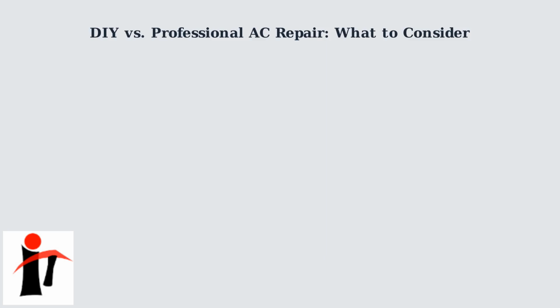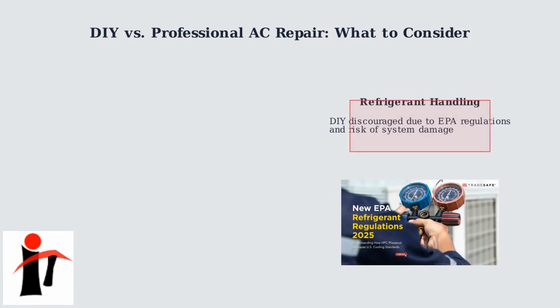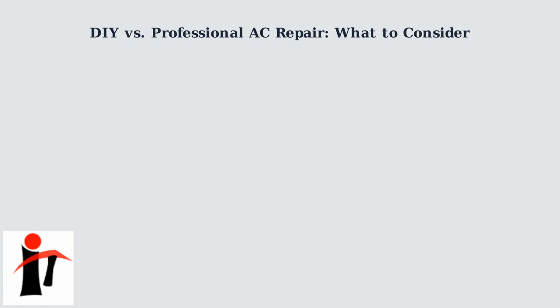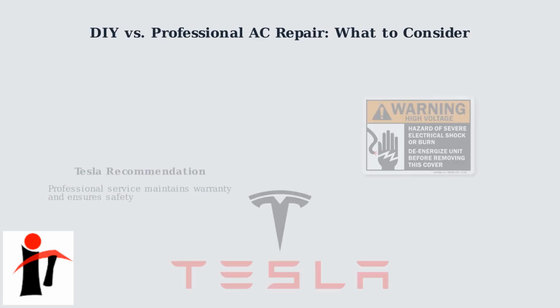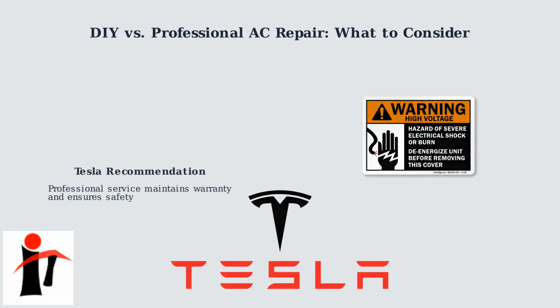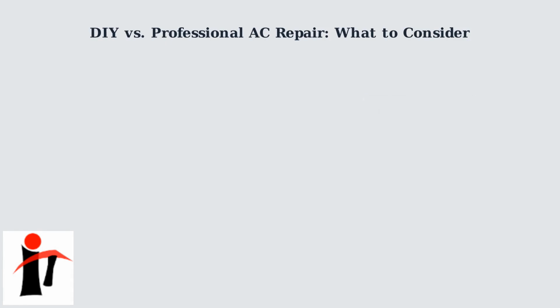When it comes to AC repairs on your Tesla Model S, some basic maintenance can be handled DIY, but most repairs require professional expertise. However, handling refrigerant is strongly discouraged for DIY due to EPA regulations and the potential for system damage. Tesla recommends professional service to maintain warranty coverage and ensure safety, especially with high-voltage components involved. Third-party repairs can void your warranty and introduce additional safety risks that professional Tesla technicians are trained to avoid.